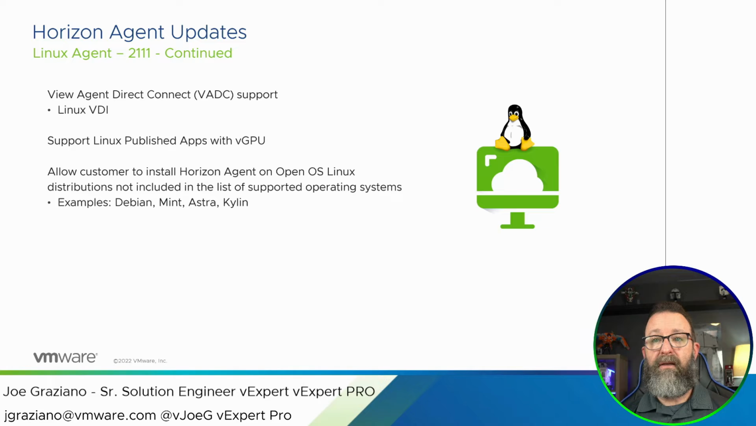Also, the vJoeG Direct Connect is now supported. Published apps with vGPU are also now supported. And you can install the Horizon agent on open OS like Debian, like Mint, like Astra, and so forth.